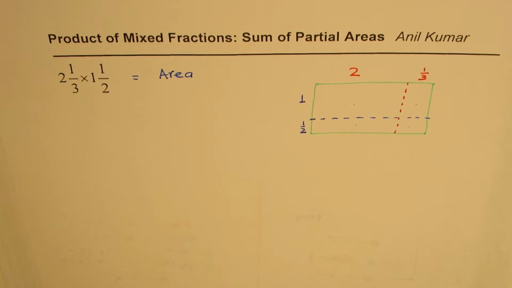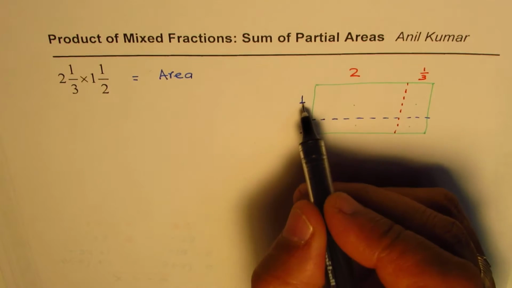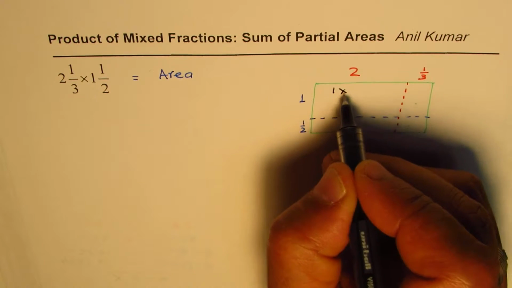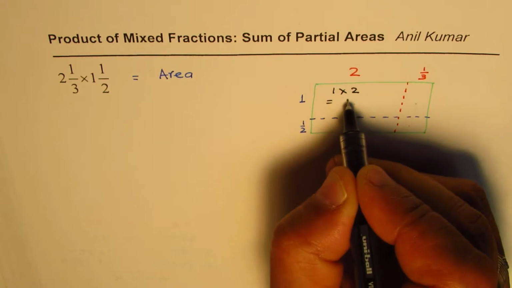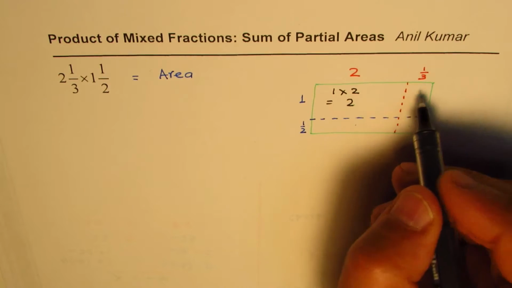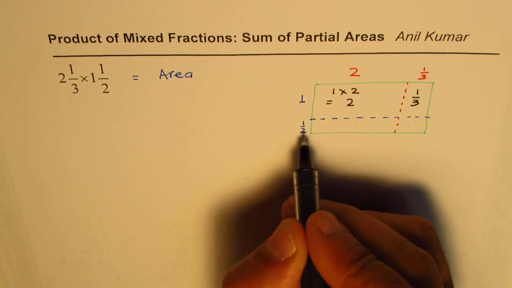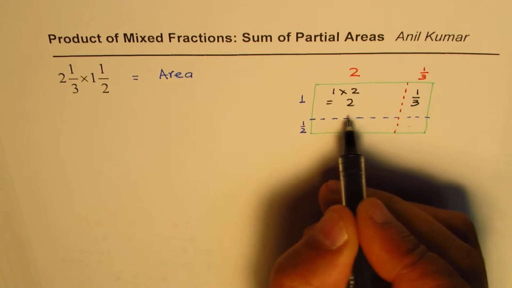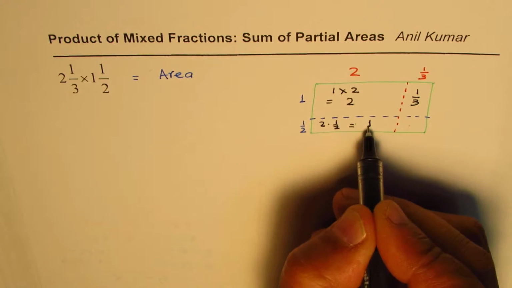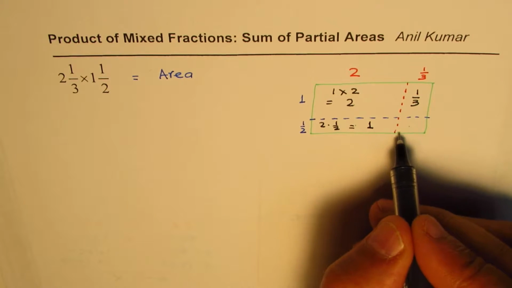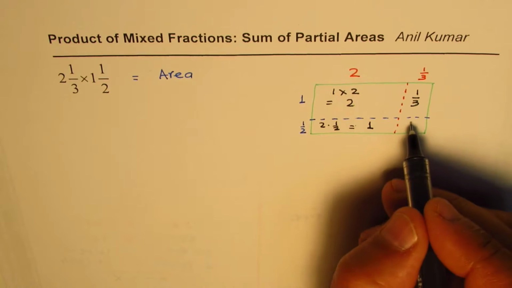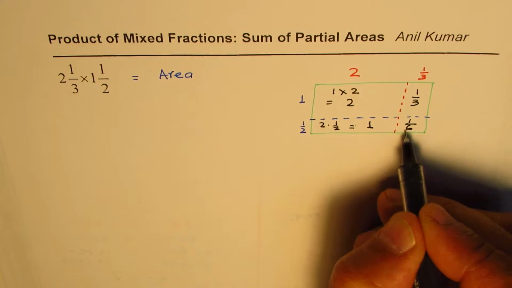So the first one here is 1 times 2. So this portion, the big area, is 1 times 2. So we can write 1 times 2, which is equal to 2. Let me circle this. We'll circle it later. Then we have 1 times 1/3, which is 1/3. And the area of this portion here is 2 times half, which is 1. And the area of this small rectangle is 1 over 3 times 1 over 2. So that is 1 over 6, correct?